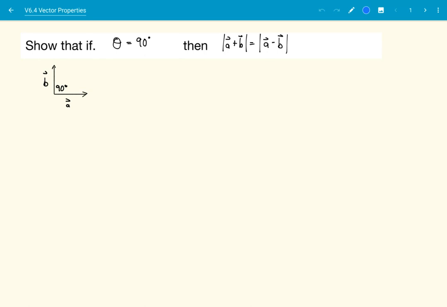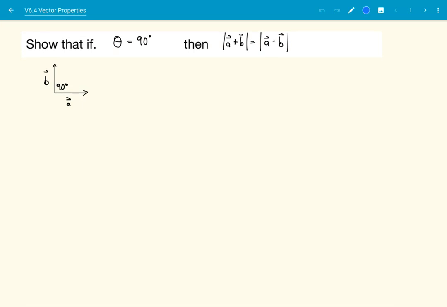Okay, this is a useful fact. If the magnitude of the sum of two vectors and the magnitude of the difference between those two vectors are equal, then the angle when the two vectors are placed tail to tail is 90 degrees. So how do you make sense of that?